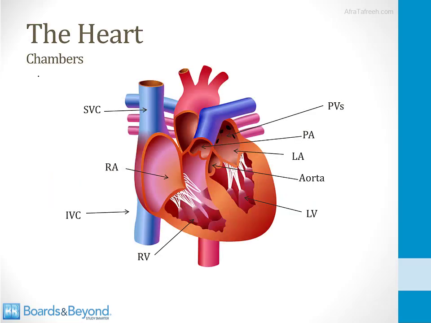Let's start by reviewing the major chambers of the heart. Blood enters the right atrium of the heart via one of two structures. The first is the superior vena cava, which drains blood from above the heart. The other is the inferior vena cava, which drains blood from below the heart. From the right atrium, blood moves into the right ventricle, and from the right ventricle, it is pumped out via the pulmonary artery and into the lungs.